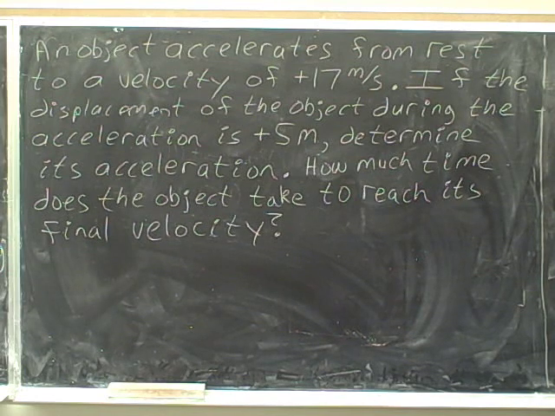Again, an object accelerates from rest to a velocity of positive 17 meters per second. If the displacement of the object during the acceleration is positive 5 meters, determine its acceleration. How much time does the object take to reach its final velocity?